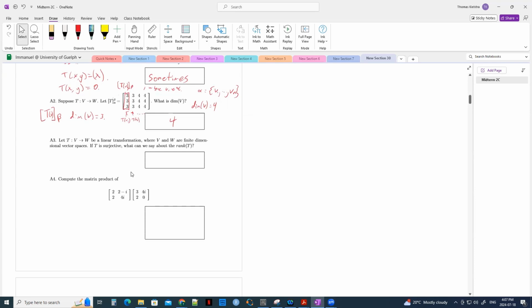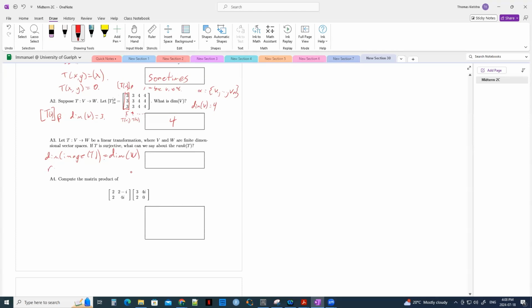Next, we have a linear transformation from V to W, where V and W are finite dimensional vector spaces. If T is surjective, what can we say about the rank of T? So the rank of T is the dimension of the image of T. Now, because it's surjective, we are surjective if and only if the dimension of the image of T equals the dimension of W. So that's the first thing that we can say. And then because it's surjective, there's other things we can say.